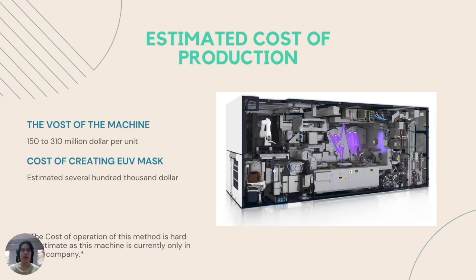Okay, so the last topic is the estimation of the cost. Overall, the cost of the machine is around 150 to 310 million dollars for each unit. As recently recorded, Intel has ordered from ASML the next generation of EUVL, and the highest price that they offer is 310 million dollars, and the estimated cost of creating one mask is around several hundred thousand dollars. So we can see that the equipment is very expensive in this method.